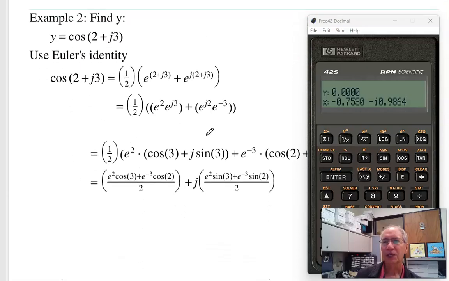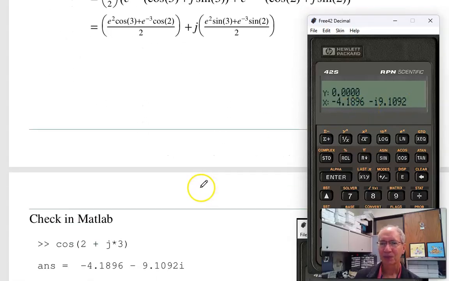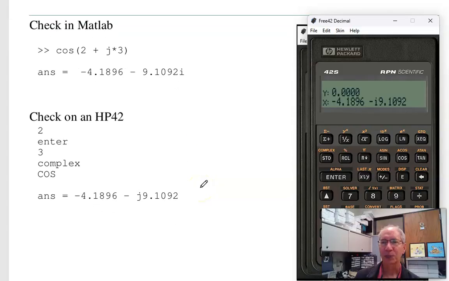You can do things like cosine of 2 plus j3. To enter that: 2, enter 3, complex, cosine. HPs handle it just fine. Other calculators tend to struggle. I think the TIs work if you're in radians mode. They don't work in degrees mode. If you want to do that by hand, I have to convert to Euler's identity, multiply it all out, get something. Long, painful way to do it. Or just use your calculator. Or use MATLAB. So it works with an HP.